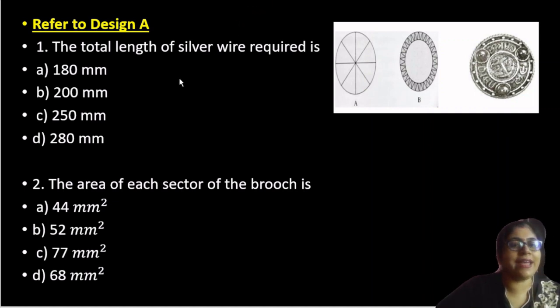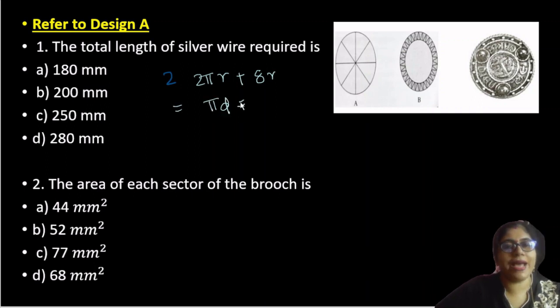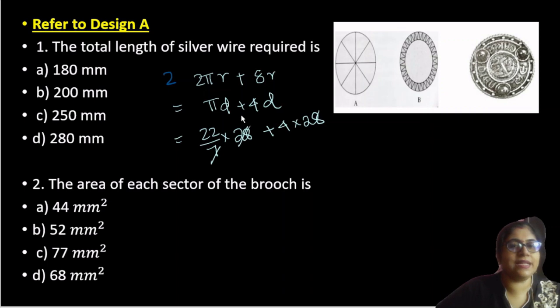So the total length is the perimeter, or you can say 2 pi r plus 4 diameters, that means 8 r, or you can say this equals pi d plus 4d. So 22 by 7 into 28 mm plus 4 into 28. So we can cancel this. 4 will remain here. 22 into 4 and 4 into 28.